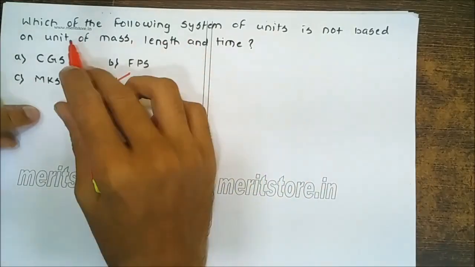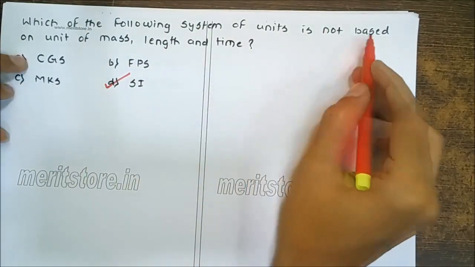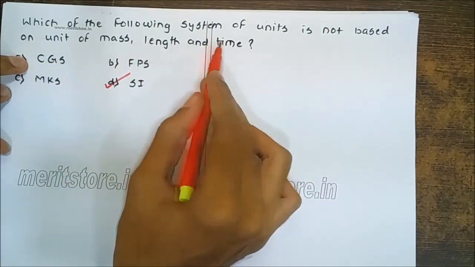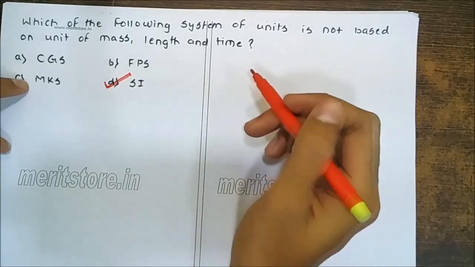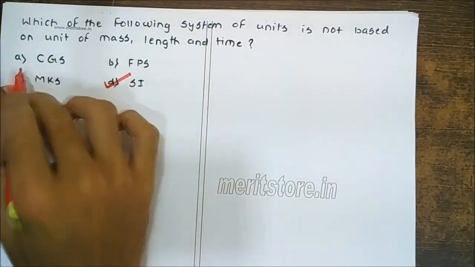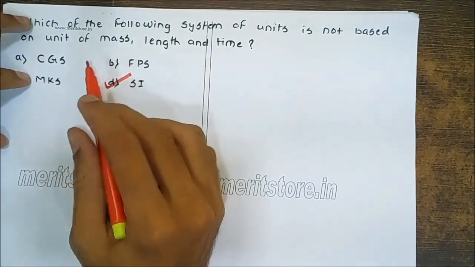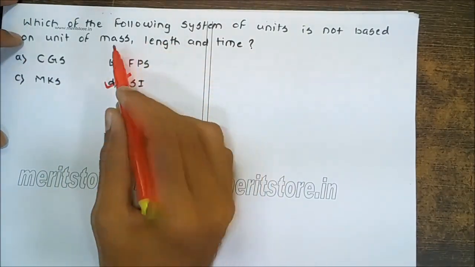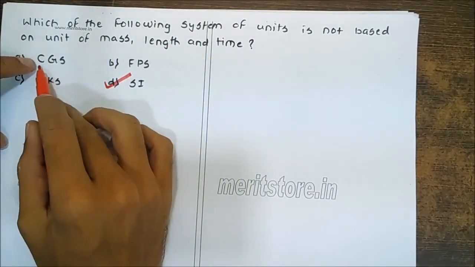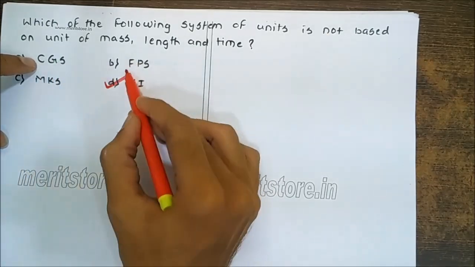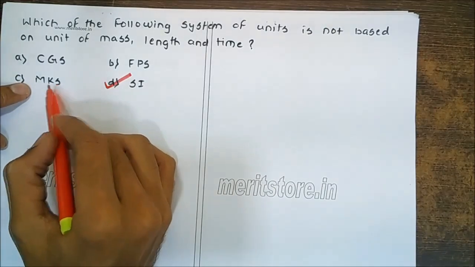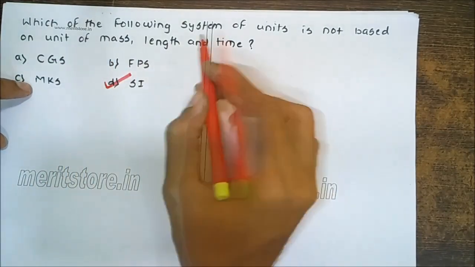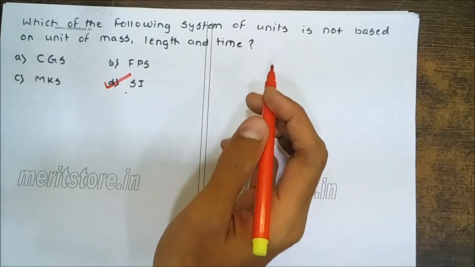Which of the following systems of units is not based on units of mass, length and time? So SI is the system of units which is not based on mass, length and time alone. The rest of the three systems are based on these three things only. That is CGS, we have centimeter gram second, FPS we have foot pound second, MKS we have meter kilogram and second. So three are based on mass, length and time, whereas SI is not based on mass, length and time alone.